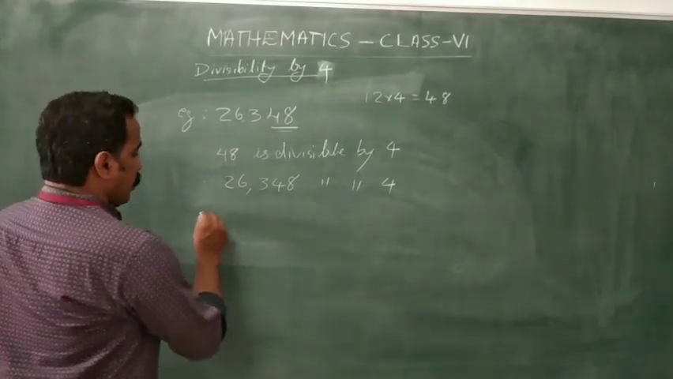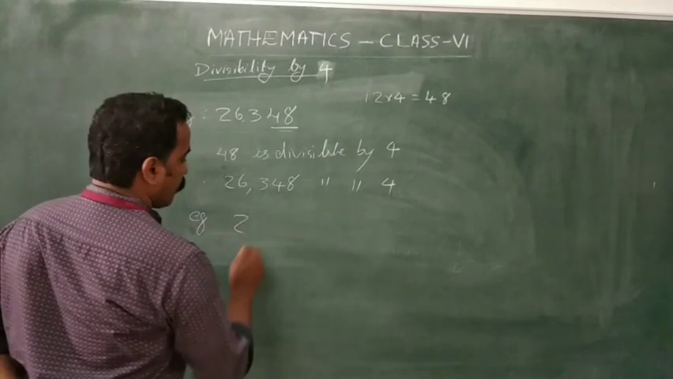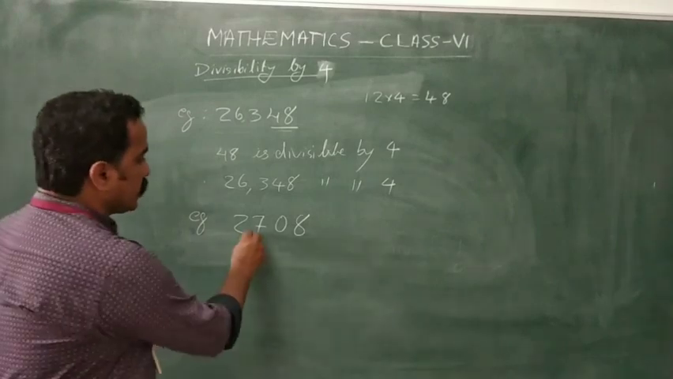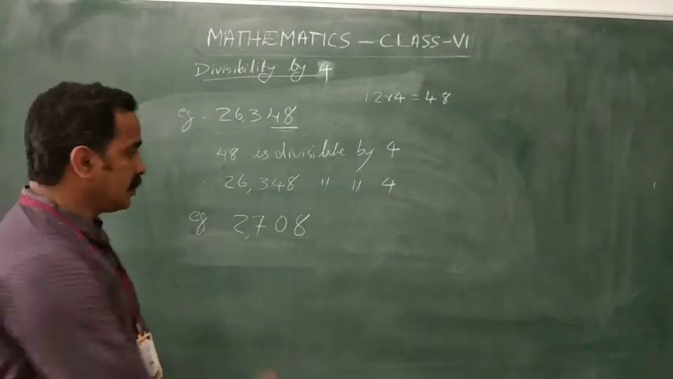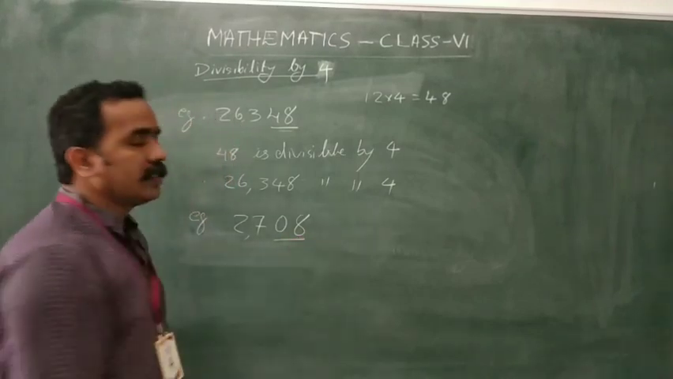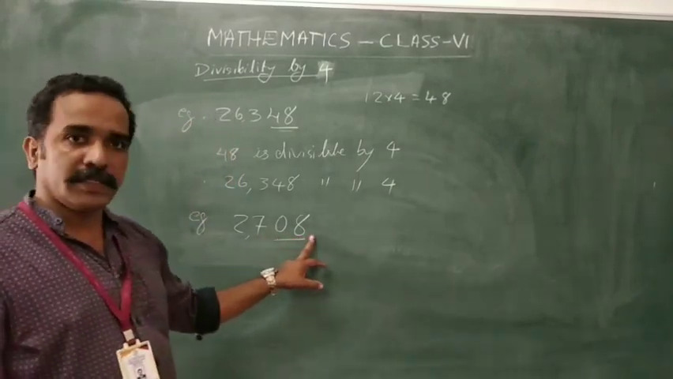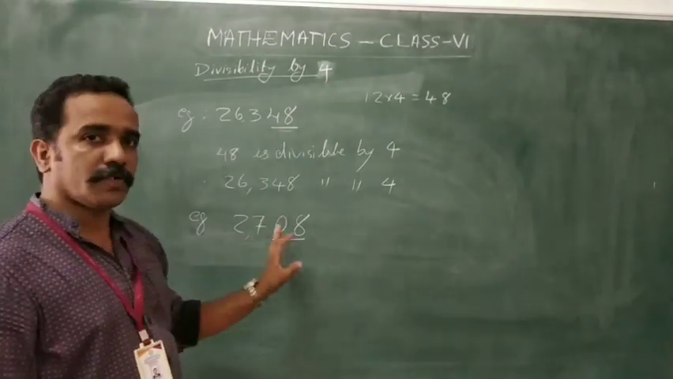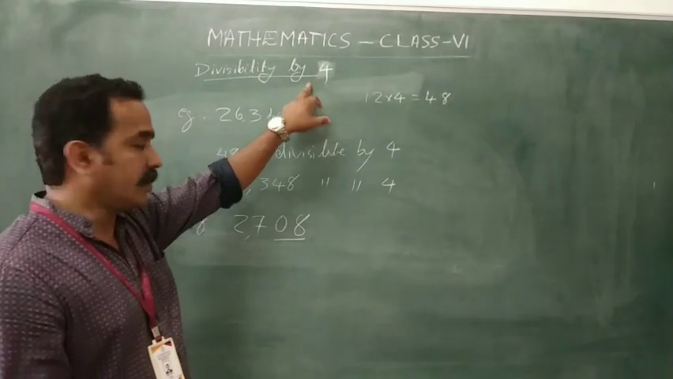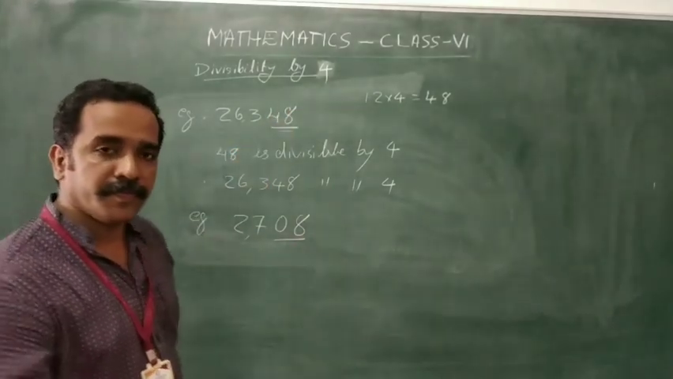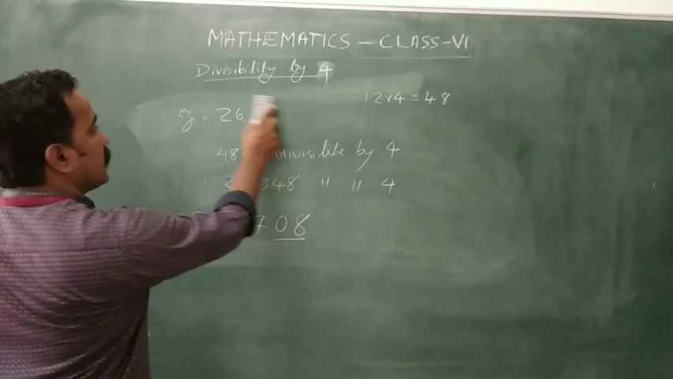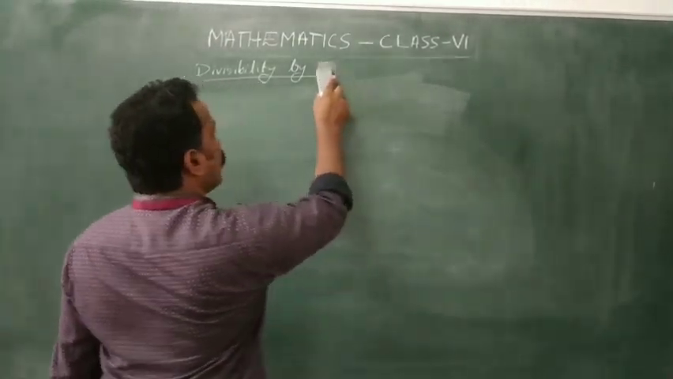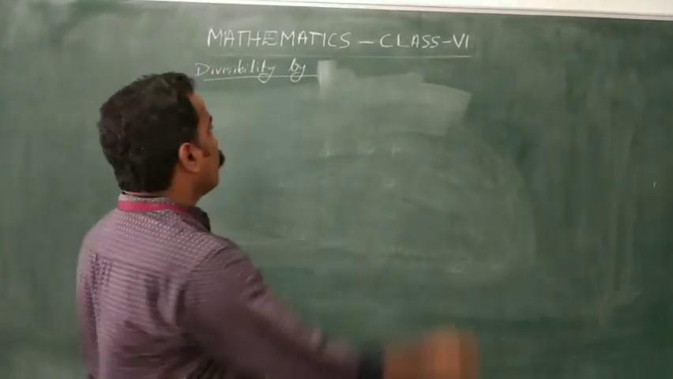Another example. 2,708. In this case, it is very easy. The number formed by the last 2 digits is 08. 08 is a multiple of 4. 08 means only 8. 8 is a multiple of 4. 2 fours are 8. So this entire number is divisible by 4. That is the divisibility test by 4. Divisibility rule for 4.